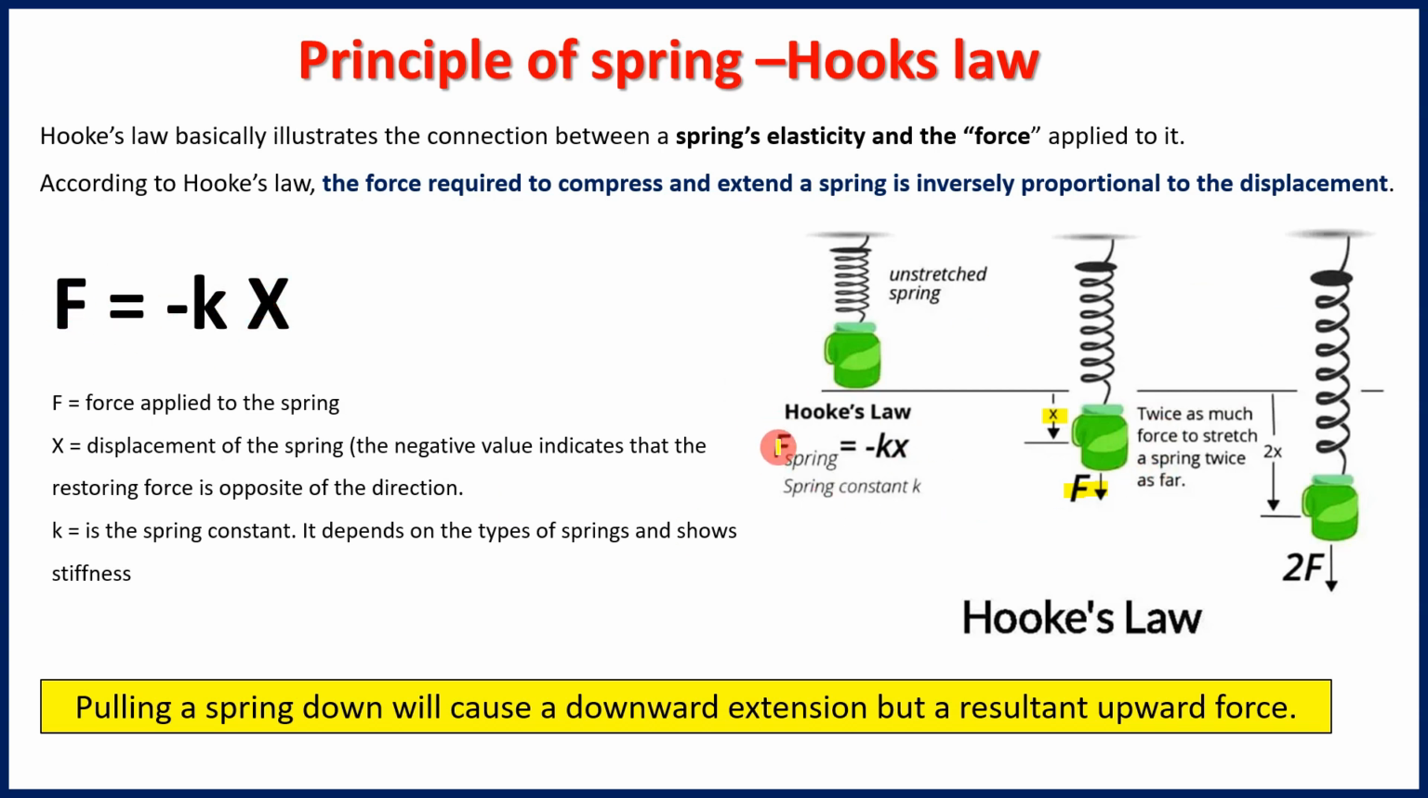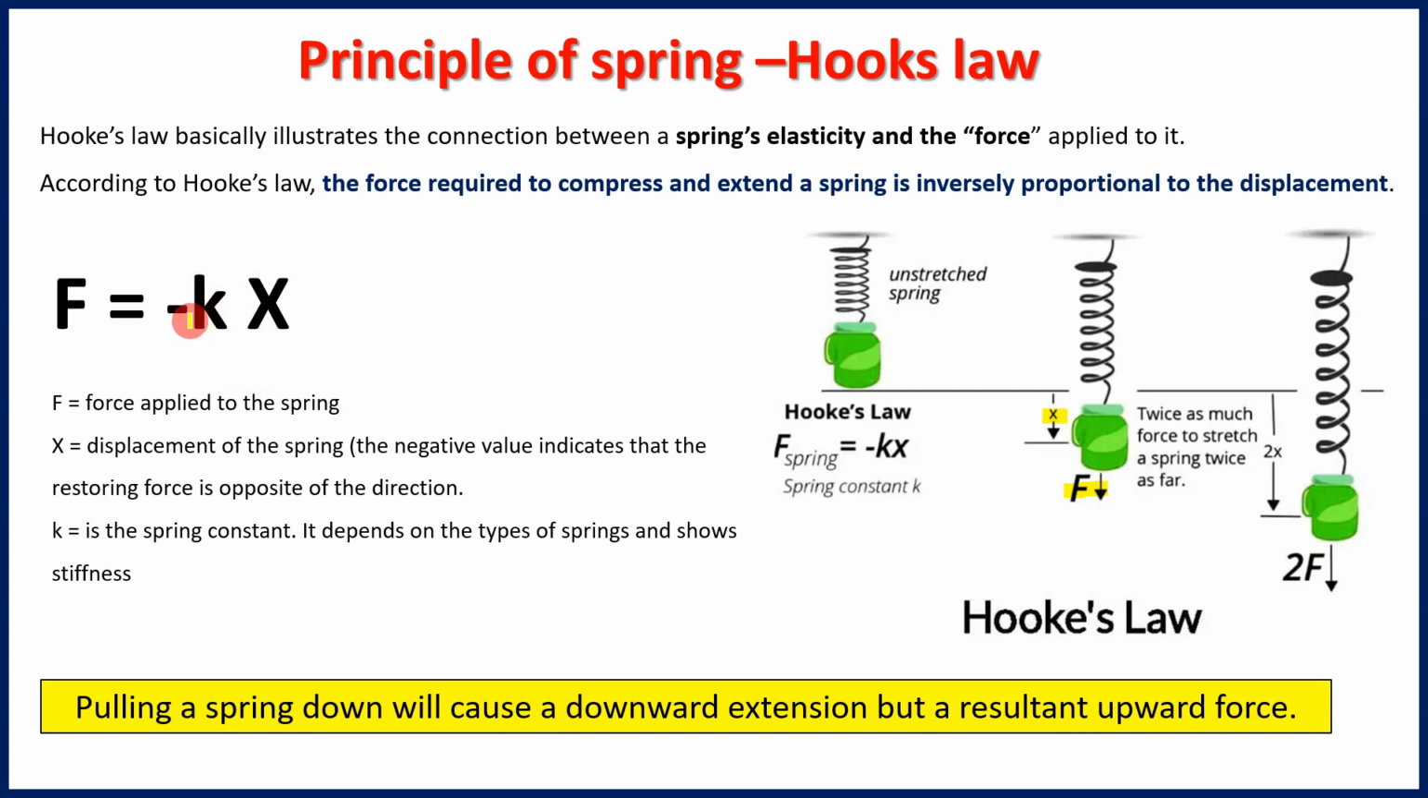Here we are applying the force and we are getting the displacement. Suppose I increase the force by 2 times, then the displacement will also increase. And after releasing the force, it will take its original shape and size, because this spring is an elastic component, so it will regain its shape and size. So F is equal to minus K into X, where F is the force applied on the spring, X is the displacement of the spring, and K is the spring constant.